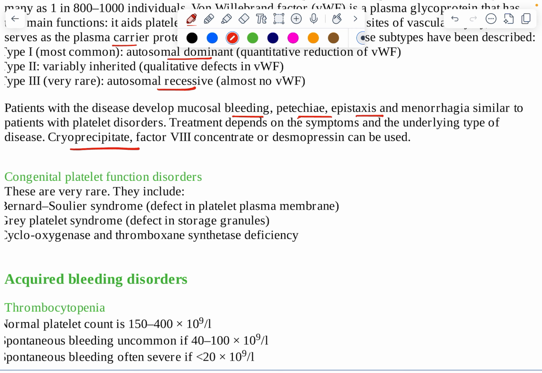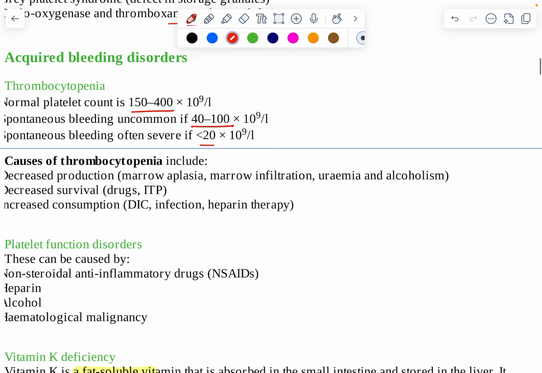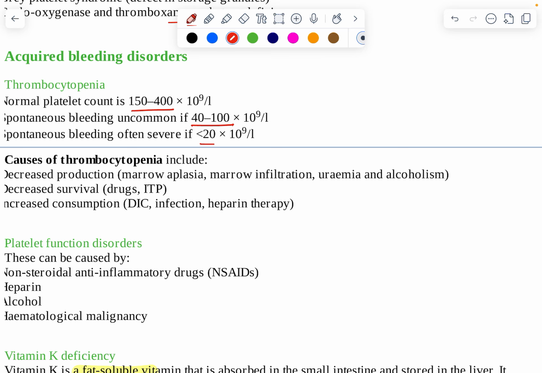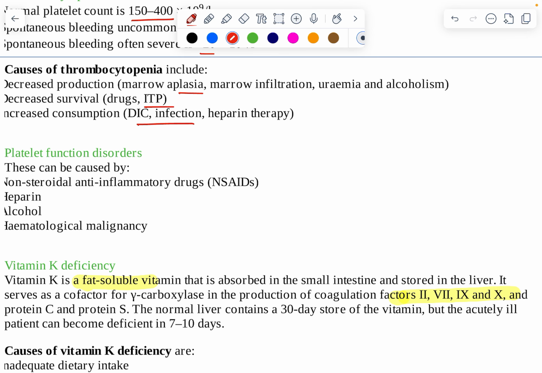Congenital platelet function disorders include Bernard-Soulier syndrome, a defect in platelet membranes, gray platelet syndrome, a defect in storage granules, and cyclooxygenase and thromboxane synthesis defects. Acquired disorders occur whenever the platelet count goes down. Spontaneous bleeding occurs below 40, and is very severe if less than 20. Causes include decreased production, marrow aplasia, infiltration, uremia, ITP or DIC. These are the platelet function disorders.